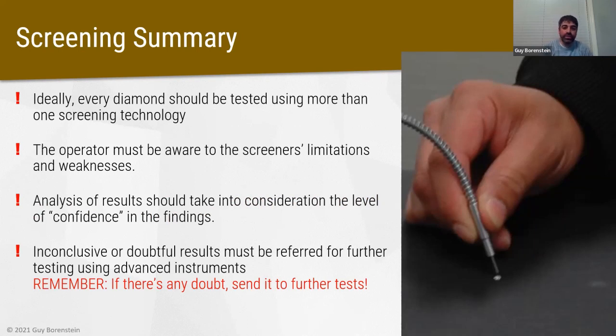You need to be aware of the limitations and the weaknesses for every device that you have. If you know that your device has a weakness in a specific type of stones, every time that you are getting these stones, take it to a different machine. If you are getting conflict between the results, go with the machine that is known to be more accurate in this type of stones. And if you still have inconclusive or doubtful results, send it to a laboratory for testing.